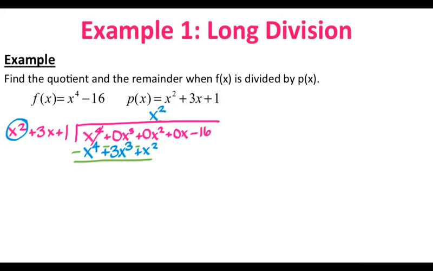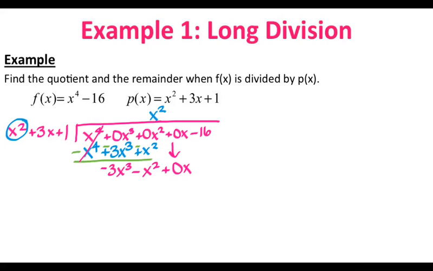So x to the fourths are going to cancel, which they should, because your first term should cancel. We can combine the x cubes, so that gives you negative 3x cubed. And then combine your x squares, so minus x squared. And then I can go ahead and bring down the next term, which is the 0x. Okay, so now the process repeats itself.